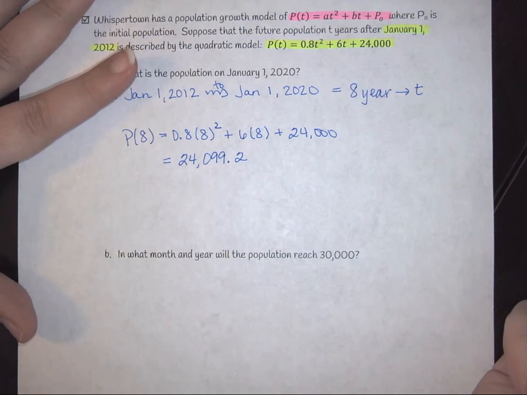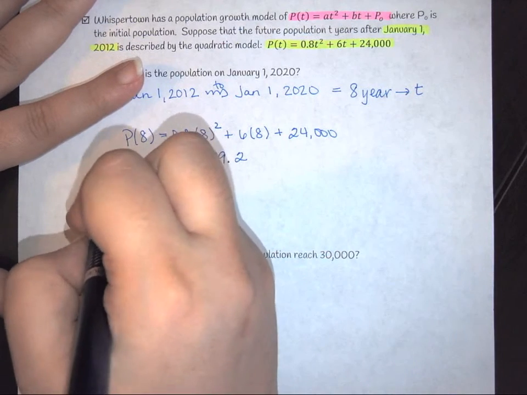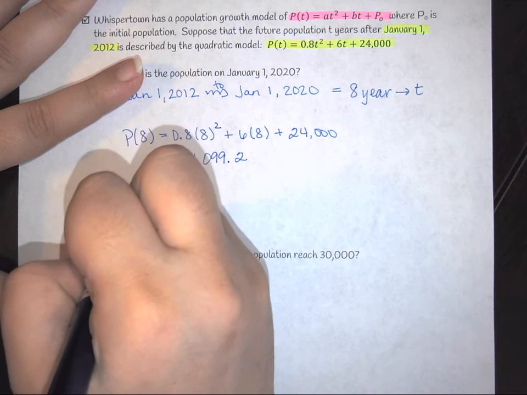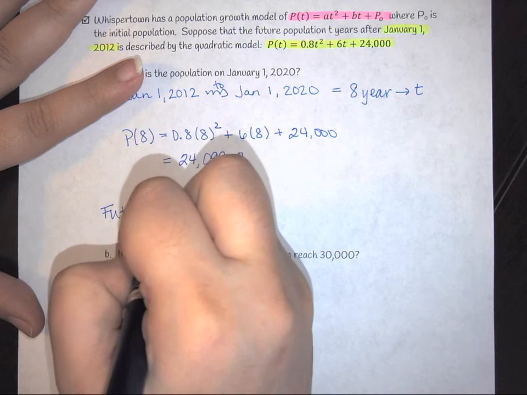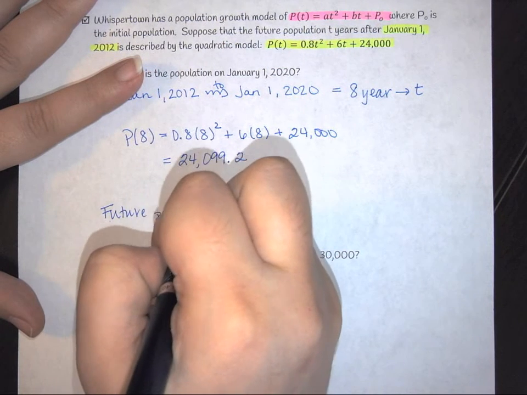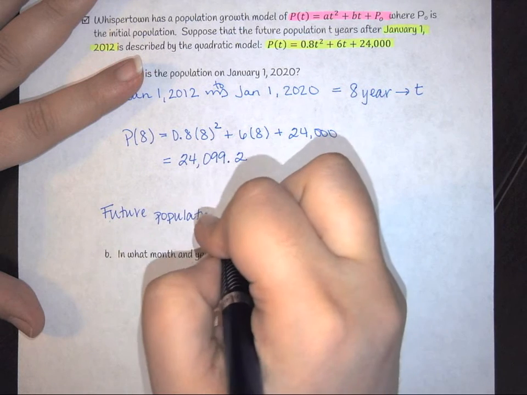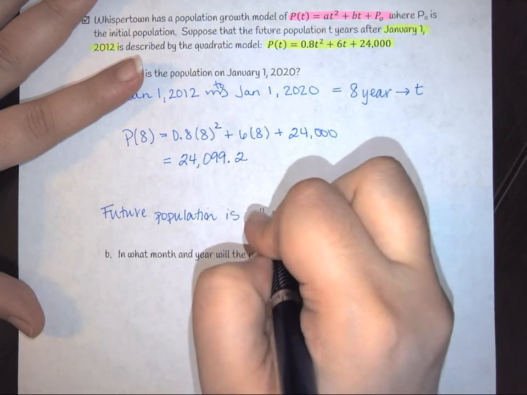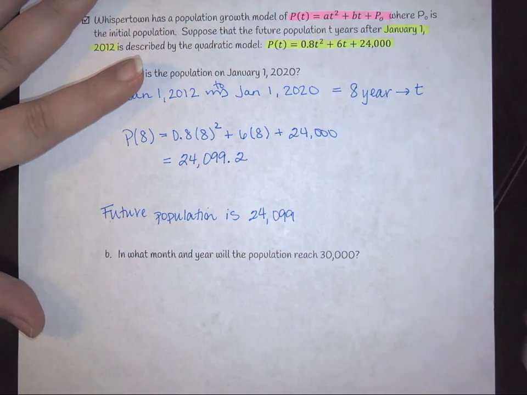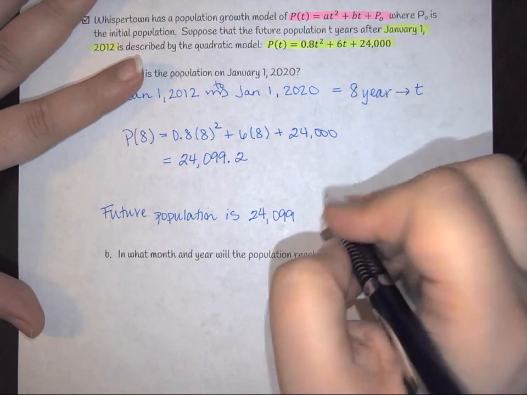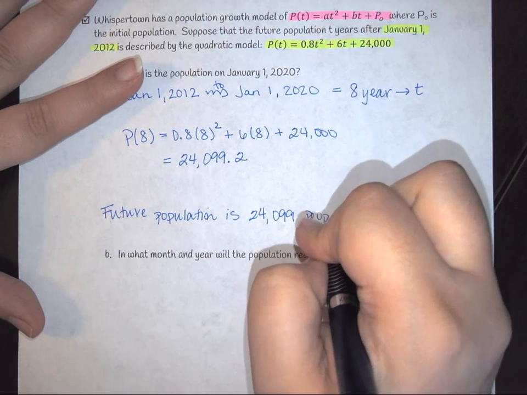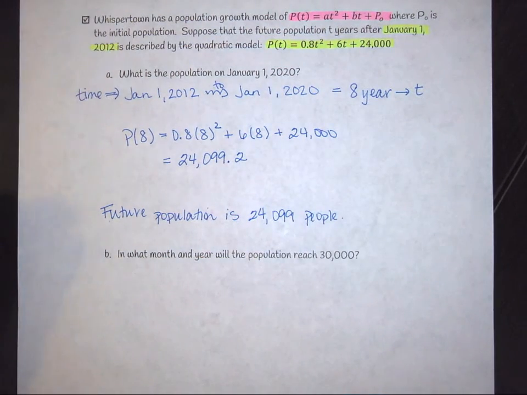However, we can't have part of a person. So when we're talking about the future population, we would round down to saying that we would have 24,099. The future population is 24,099 people. Okay.